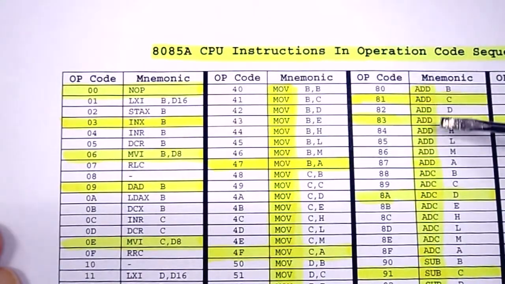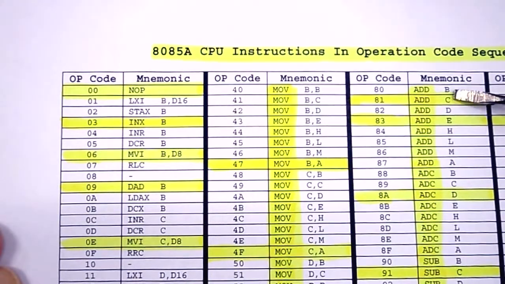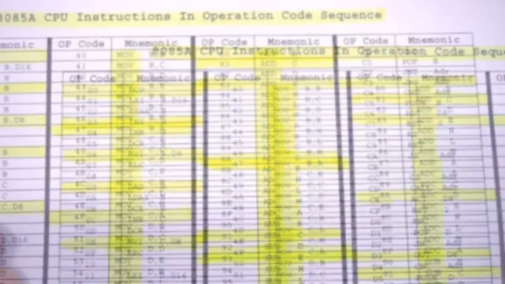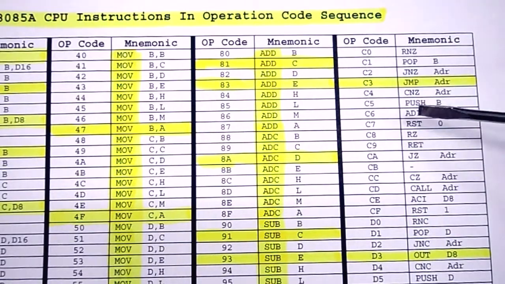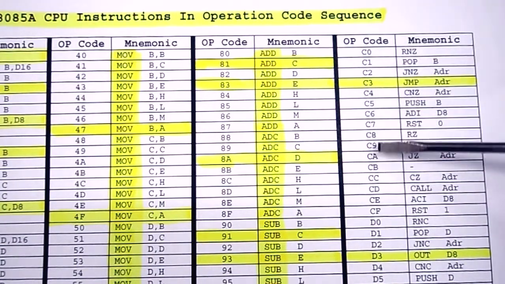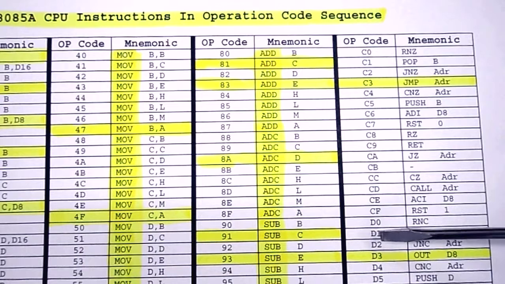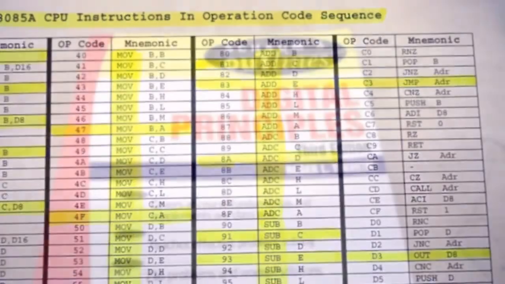You'll notice there's a whole bunch of add commands. We've used the add C and the add E, but I'm sure you can just as easily use the add B or the add D command. Looking towards the last column, we can see we have C3, which is the jump command to an address, and D3, which is the out command. So you can see all these opcodes are listed numerically. We still have a few more to cover, but we've covered probably over half of them already.